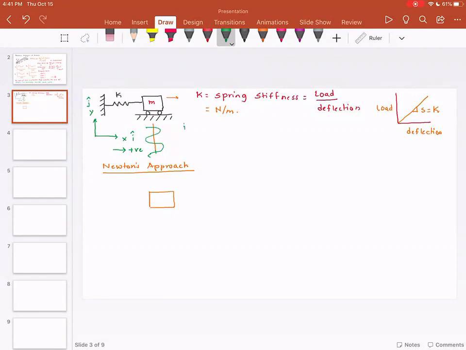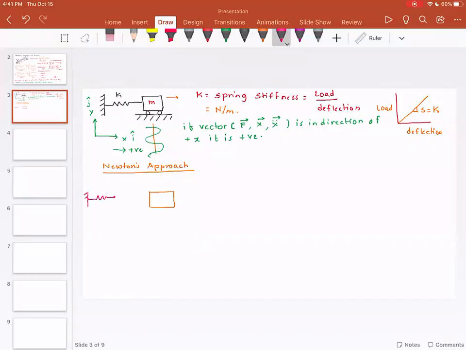So please note, if a vector, it could be force, it could be displacement, it could be acceleration, is in the direction of positive x, it is positive. And please remember this, because when we show the free body diagram, this convention will be used. Now let's assume that this mass is pulled towards the right.